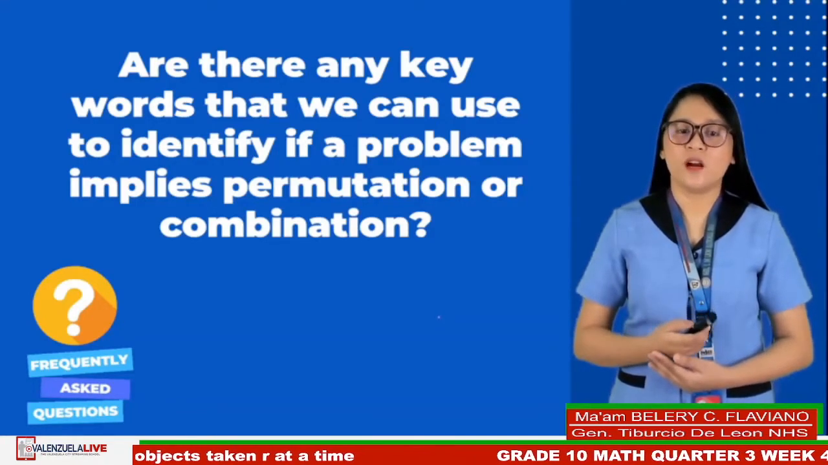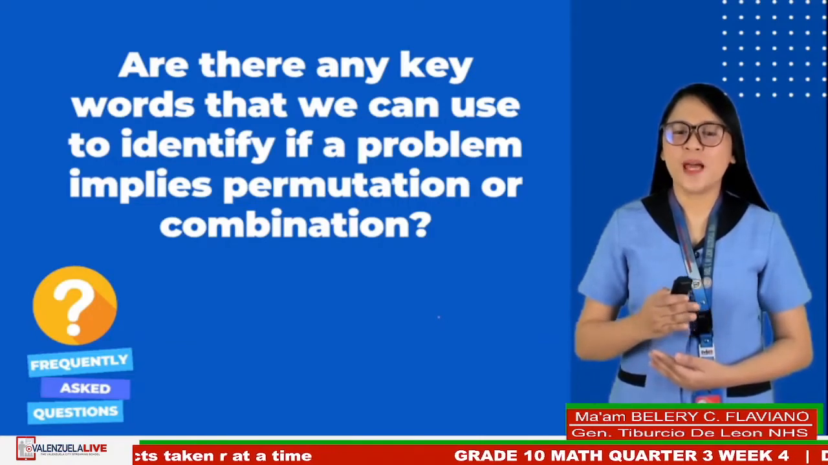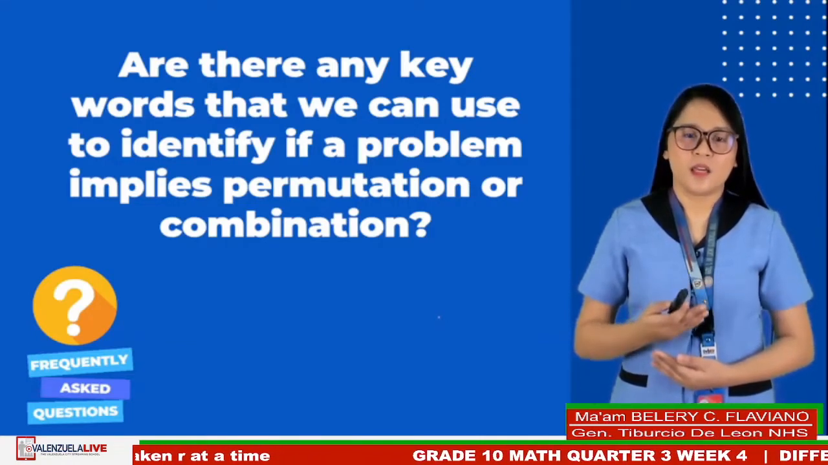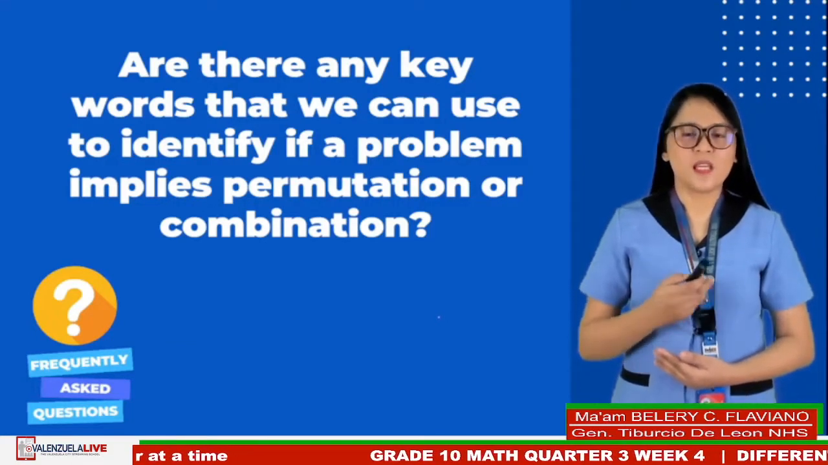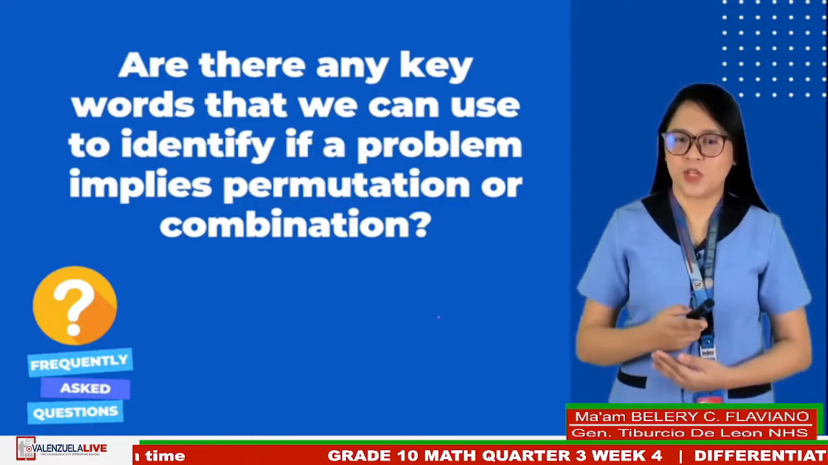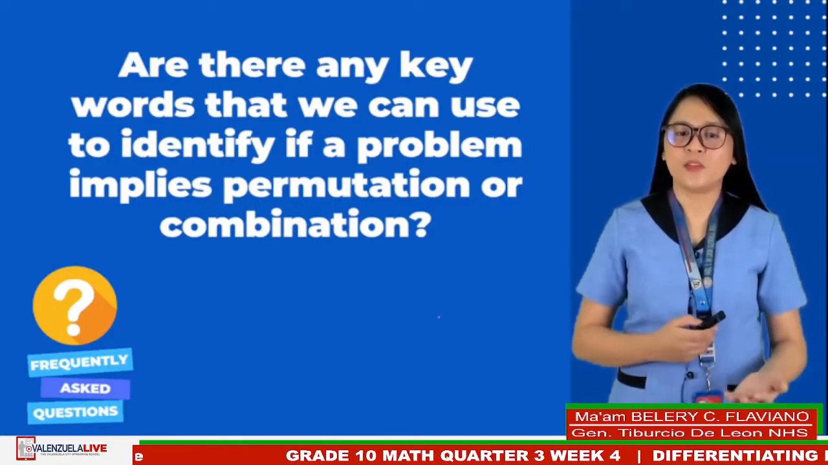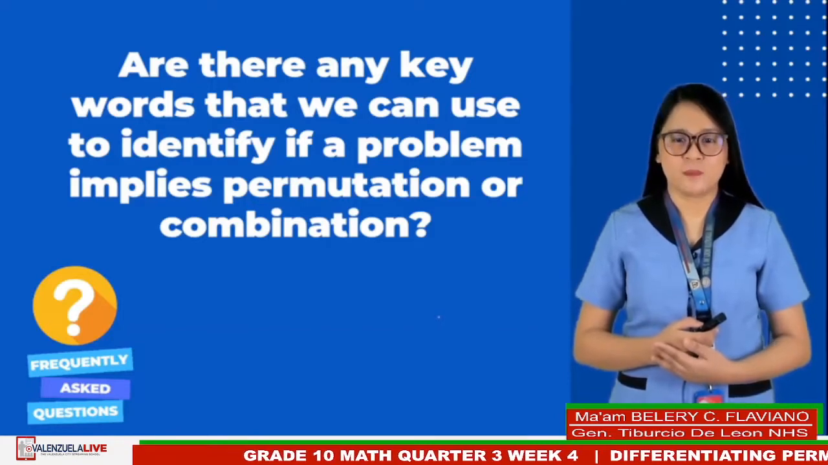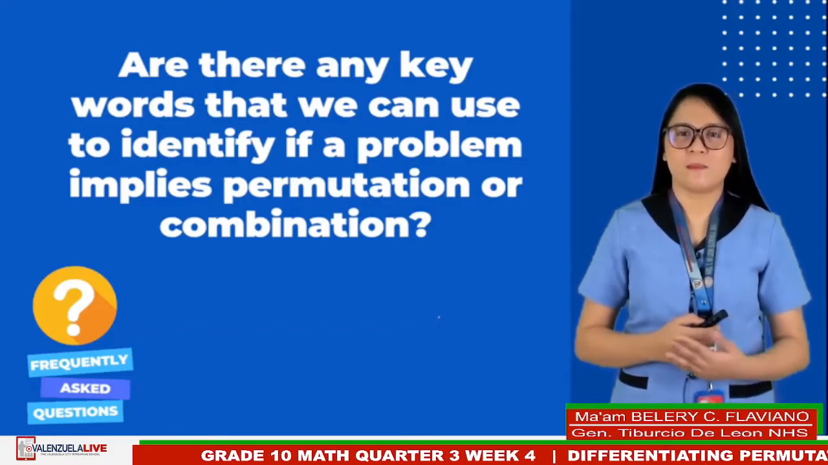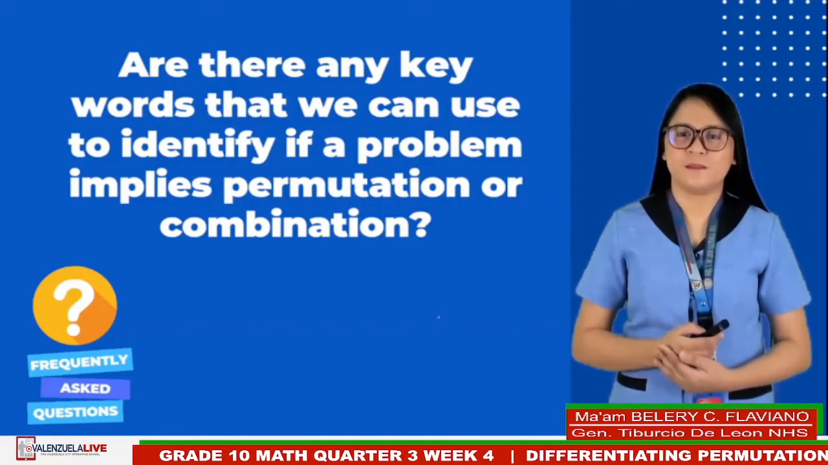If keywords are not given, then visualize the scenario in the question. Then think in terms of combination and permutation. If order matters, that's permutation. If order does not matter, then that's combination.